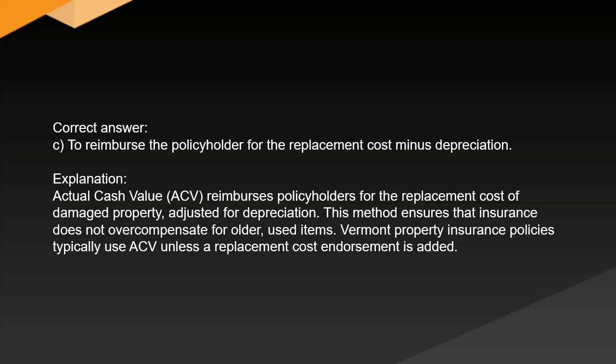Correct answer. C. To reimburse the policyholder for the replacement cost minus depreciation. Explanation. Actual cash value, ACV, reimburses policyholders for the replacement cost of damaged property, adjusted for depreciation. This method ensures that insurance does not overcompensate for older, used items. Vermont property insurance policies typically use ACV unless a replacement cost endorsement is added.